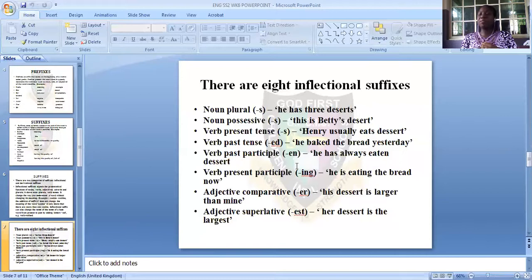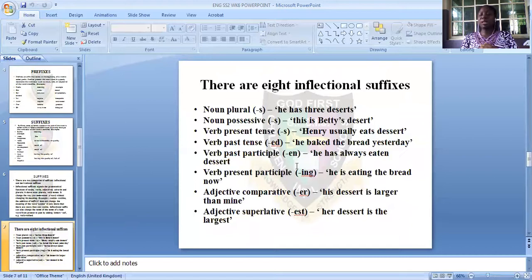Adjective comparative er. His dessert is larger than mine. Er is added to the word large to show that it is bigger, it is larger. So we have adjective comparative er as another form of inflectional suffix.